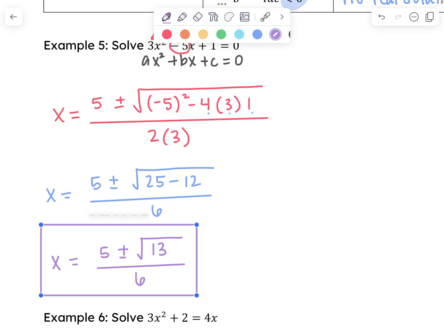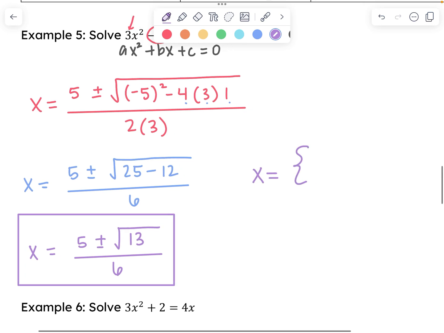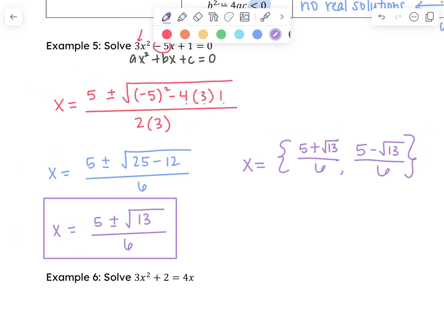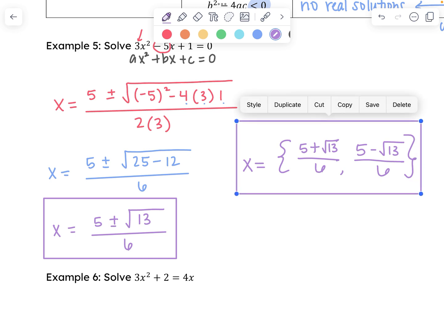You can leave it like this, or you can write it how we've been writing our answers. You can put it in the curly brackets and say 5 plus the square root of 13 over 6, and 5 minus the square root of 13 over 6, or put it in the other order. So you can leave it as a plus or minus, or separate it into the plus and the minus with a comma in between them. If you're working on your My Math Lab assignment, I believe that it's going to want you to separate it with a comma in between, but when it comes time for your test, I would take either of them.